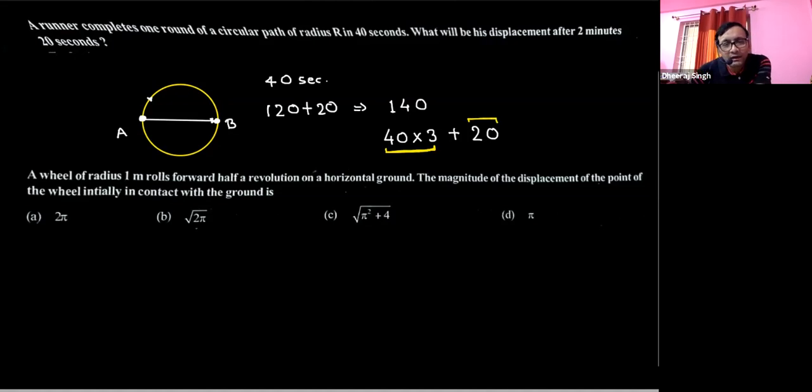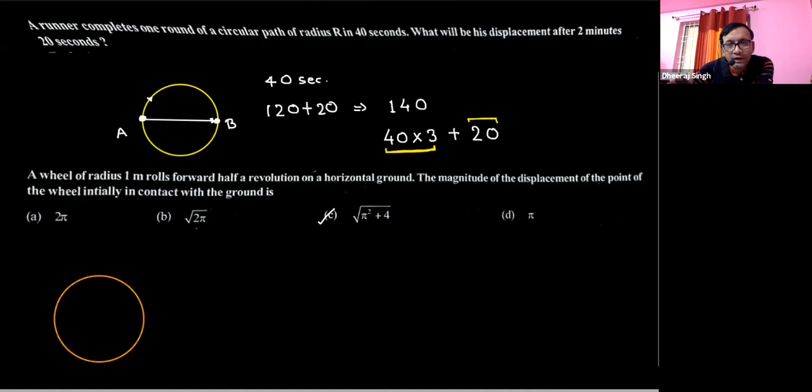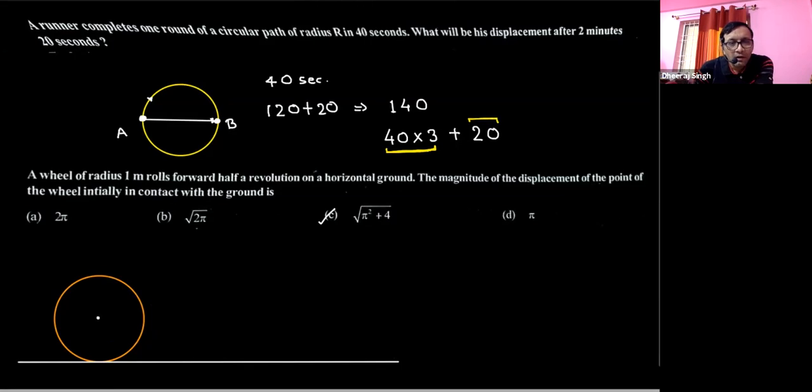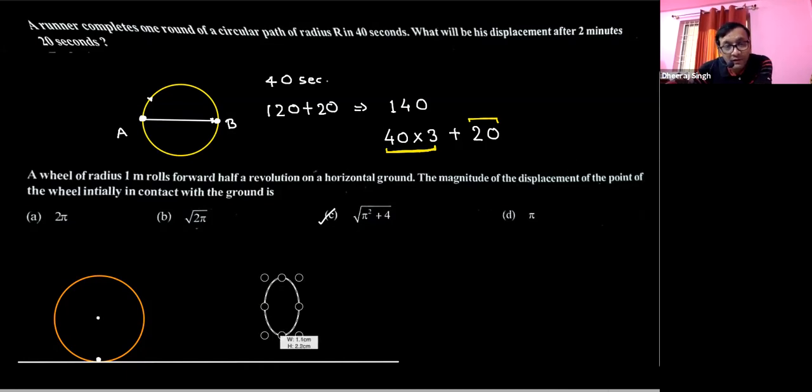All right, so again, here you need to analyze it properly. A wheel of 1 meter radius rotates forward half a revolution on a horizontal ground, and the magnitude of displacement of a point of the wheel initially in contact with the ground. So this point, which was in contact with the ground earlier, after half the revolution will reach where? If it is a full revolution, it will be again back to the bottom. Now it will reach the top at half the revolution. Getting it? So this was the earlier point P, and this is the final point P.